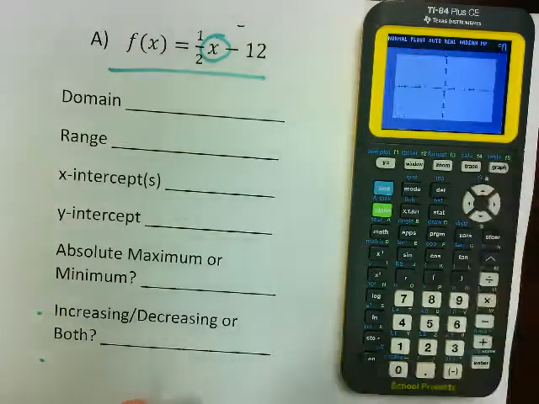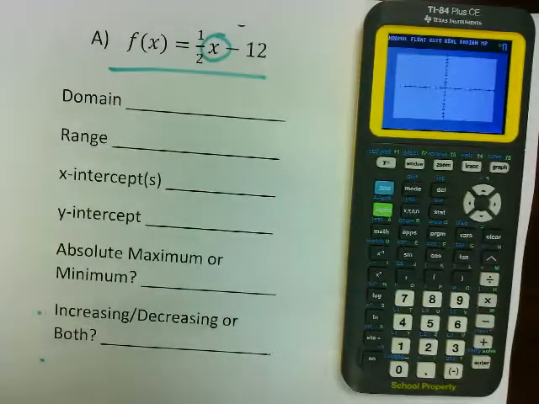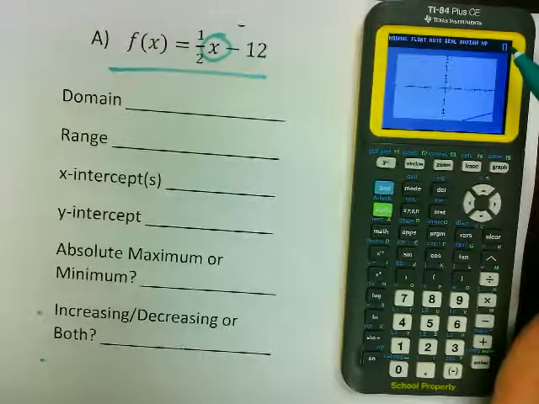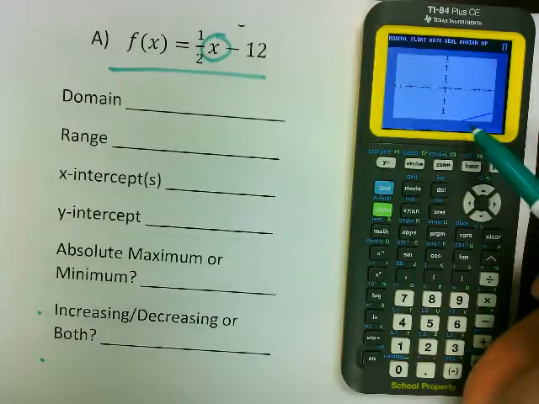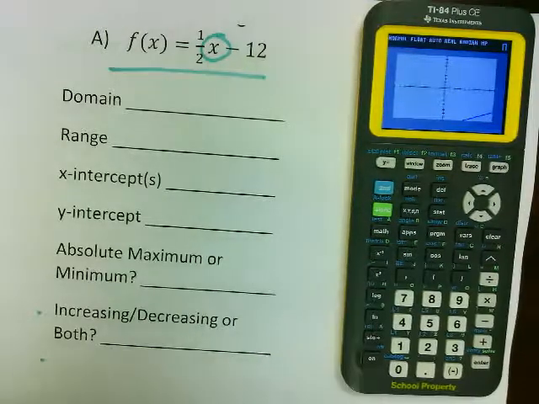Now, once we have this, we can hit graph. We have to give the calculator a little bit of time to work. You'll see it was spinning up there in the right corner. But hopefully you guys noticed that the graph shows up, but barely.